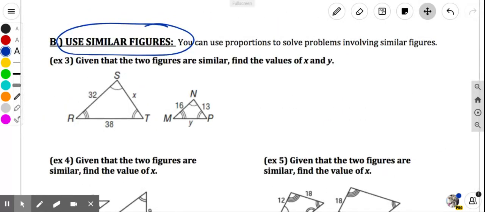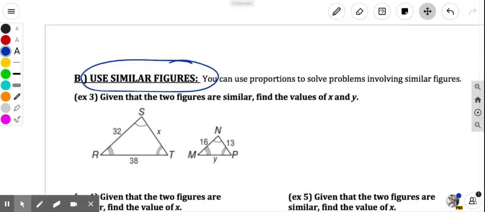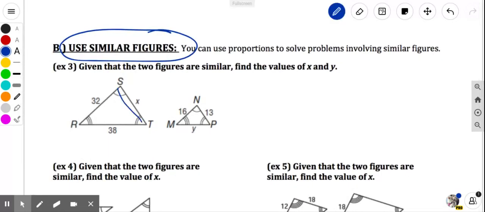So basically what you would do is you would set up one proportion for each of your missing sides. See how we're looking for x here? X corresponds to 13, right? So I'm going to put x over 13 equals, and on the other side of the proportion, I need another pair of corresponding sides. You wouldn't want to use 38 and y. You don't want an x and a y in the same proportion. We don't do systems with proportions. So you want to pick something else. So I'm going to do 32 and 16.